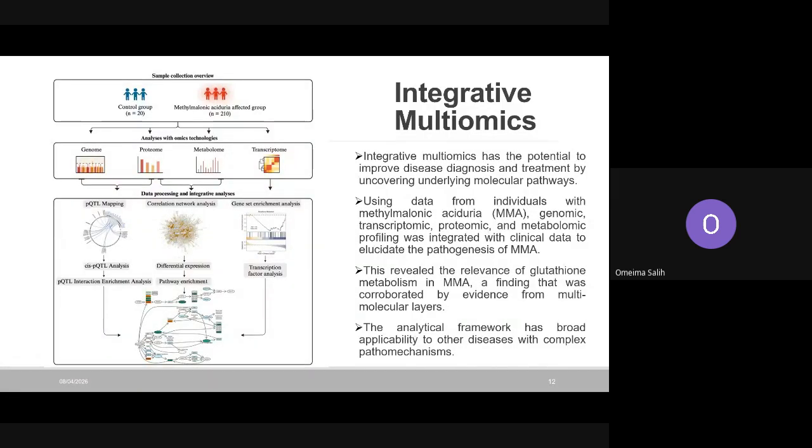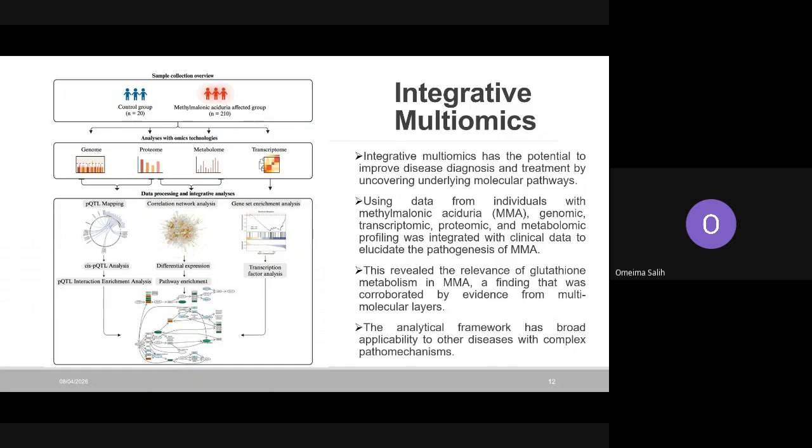So integrative multi-omics, it's interchangeable terminology: either we call it multi-omics or integrative multi-omics. But integrative means that you are using more than two omic processes or approaches in studying a specific molecule. So you are integrating different omic processes and data sets to reach a specific outcome.